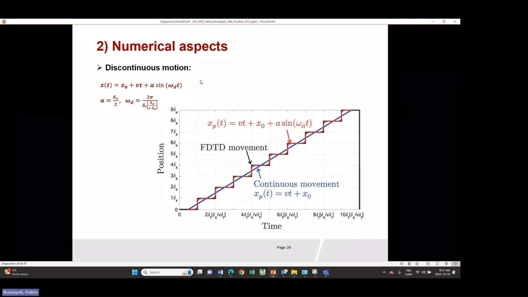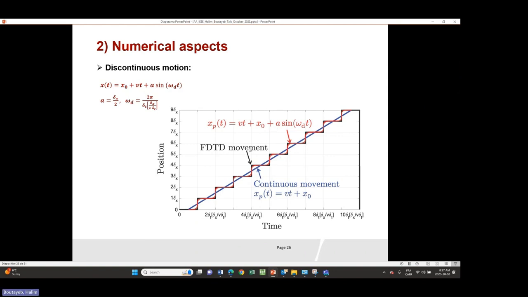In the numerical aspect, we have to talk about the effect of discontinuous motion. When we move inside the computational volume in FDTD, we move from one cell to another cell, so we don't have motion inside the cell. In blue, we see what the motion would be if we had continuous movement. So the position will be Vt plus x0. That's what we see here in blue. But because we are moving in the numerical FDTD, the motion becomes what we see in black here.